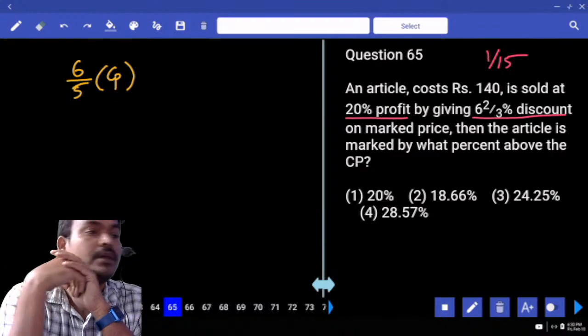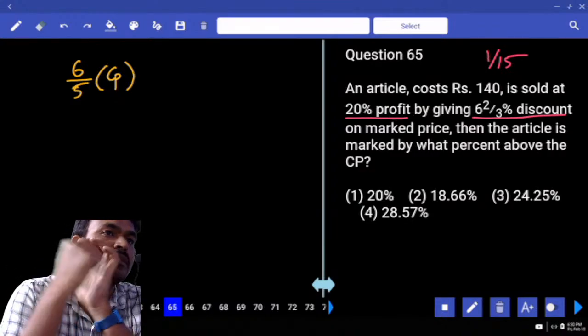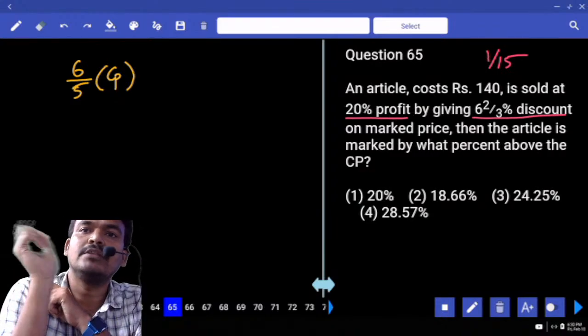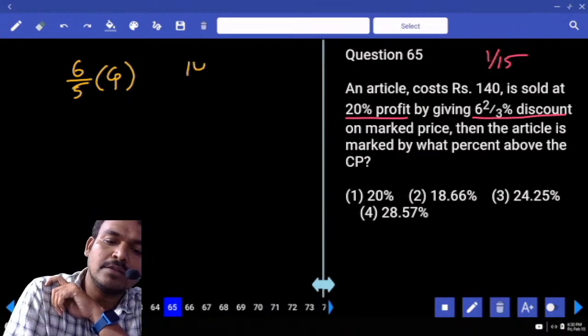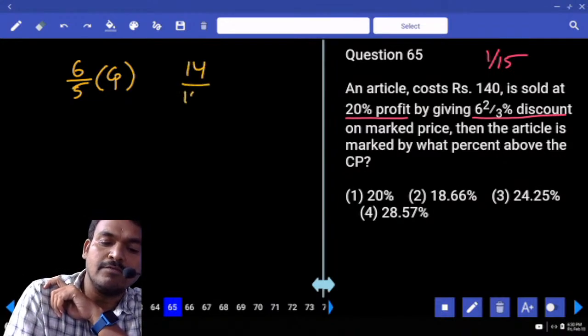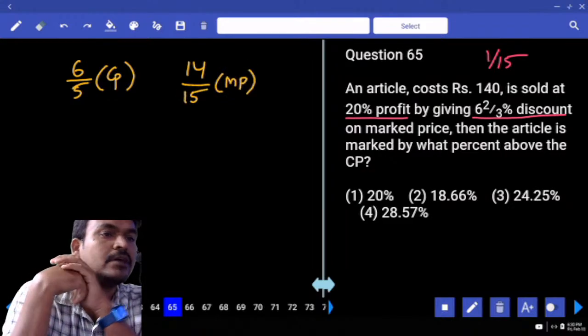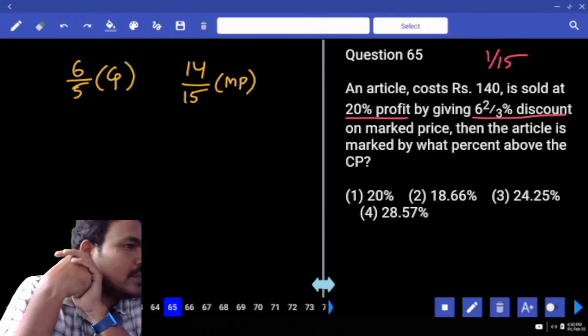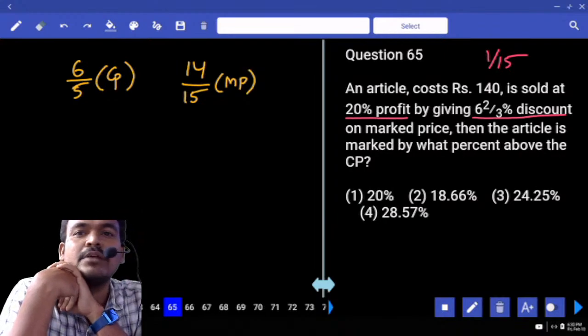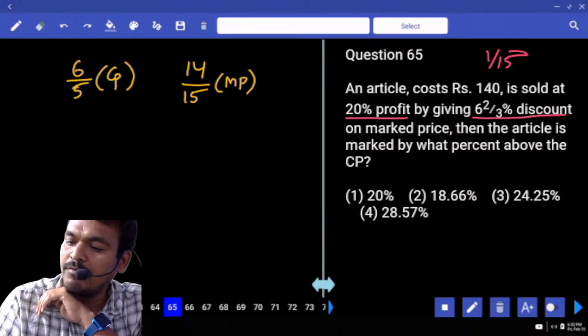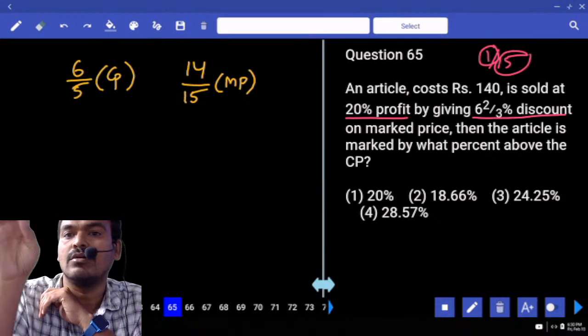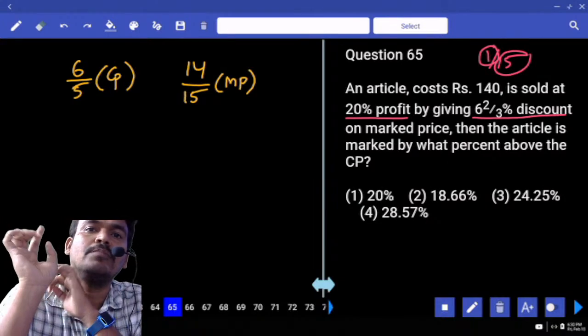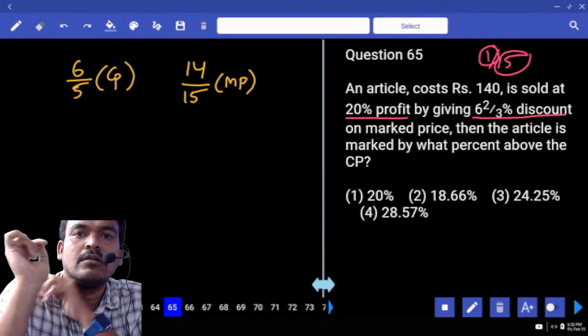1/15, or not? Means out of 15 parts, how many parts are discount? 1 part. Means selling price is 14 parts or not? 14/15 of which one? Market price or selling price? Market price or not? Discount is always given on market price or selling price? Market price. Out of 15 parts, how many parts are discount? 1 part. Then the remaining 14 parts are selling price or not?